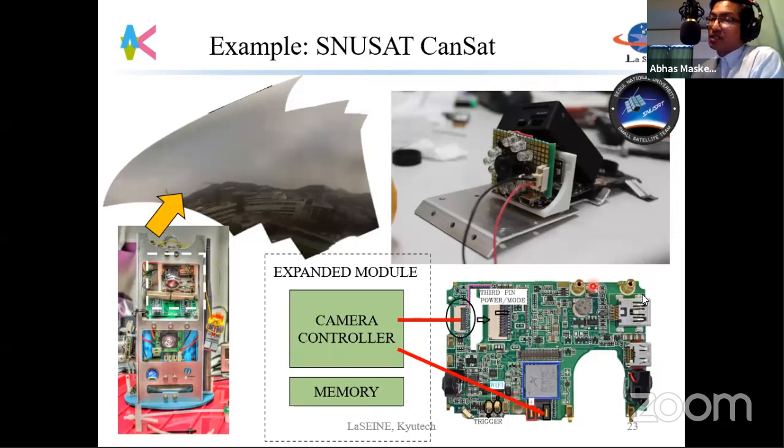These are some of the things that I've worked with before. In my undergraduate degree, I tried to hack into a GoPro camera, use a camera controller, and then control the GoPro. We put that to the test in a CanSat, in the Korea CanSat competition in 2014, and we were able to get these results.